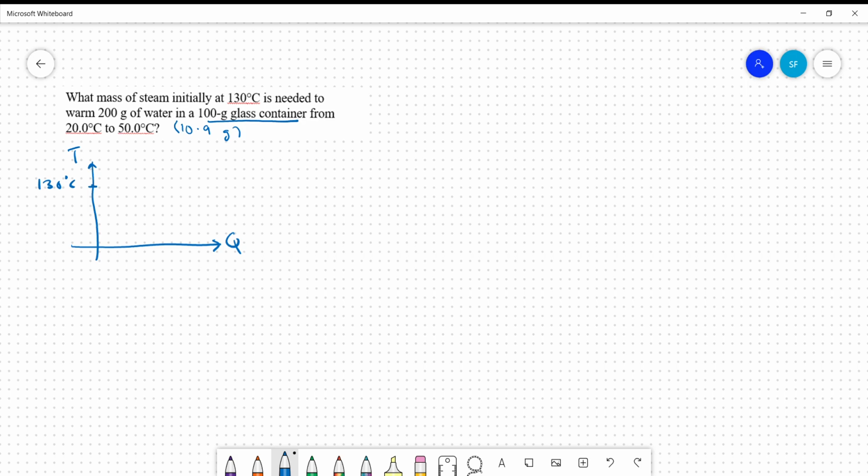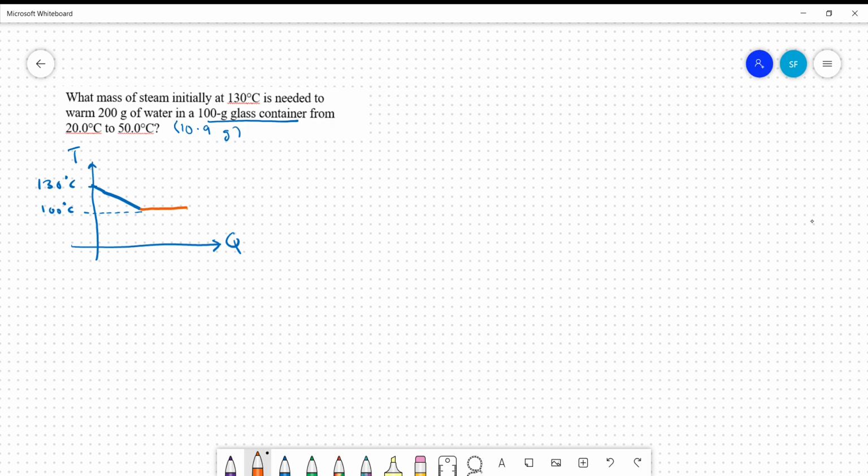As we put the steam into the water, the temperature of the steam will decrease until it reaches the boiling point of water, that is 100 degrees Celsius. After that, what happened? The Q added to the system no longer changes the temperature but breaks the molecular bonding of the steam, with continuous heat added to the system.